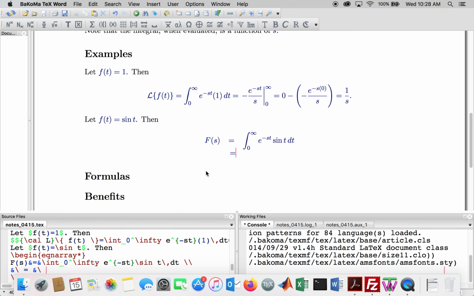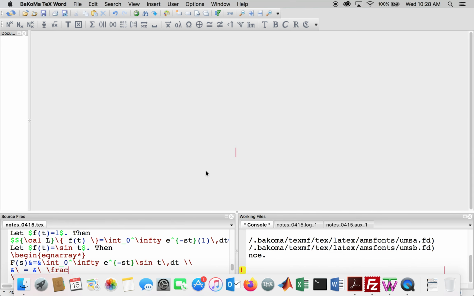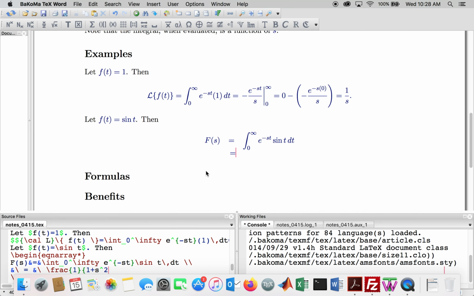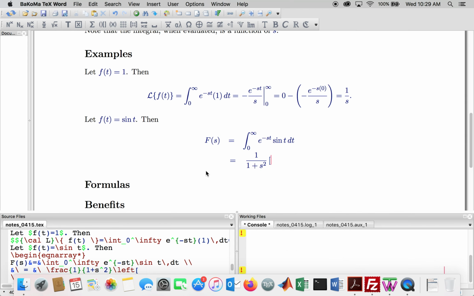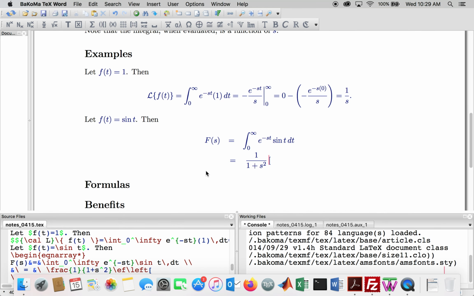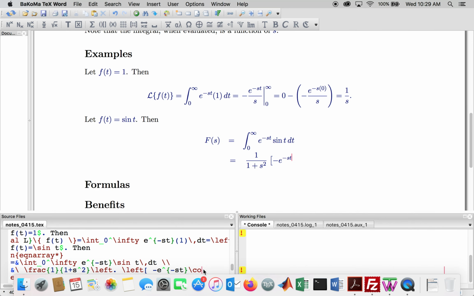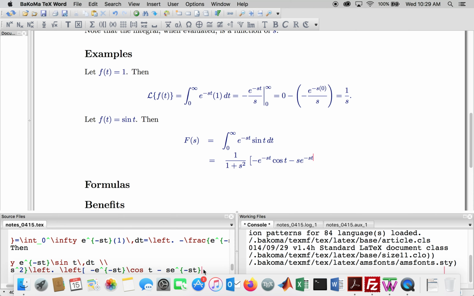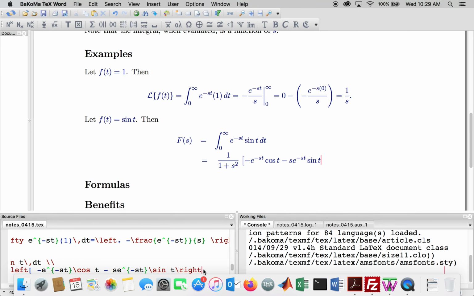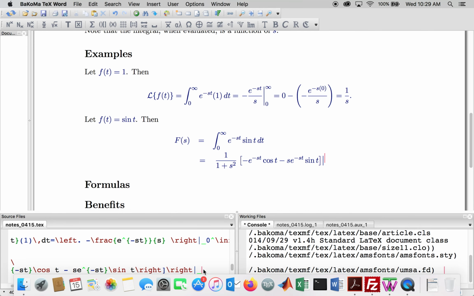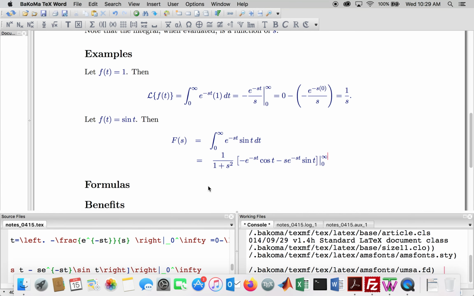But what I'll show is the final result of integration by parts. So we have 1 over 1 plus s squared, and we have, so integration by parts will give you minus e to the minus st cosine t minus s e to the minus st sine t, with limits 0 and infinity.